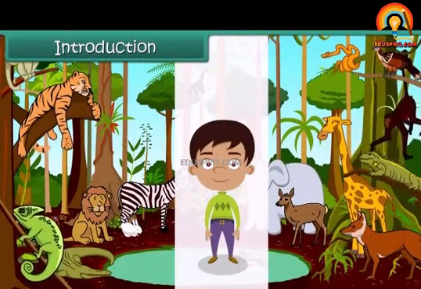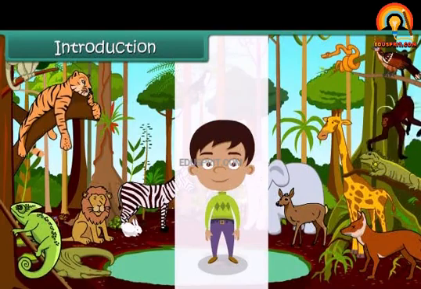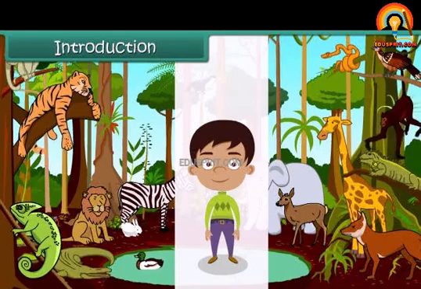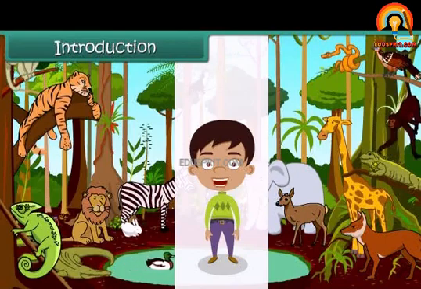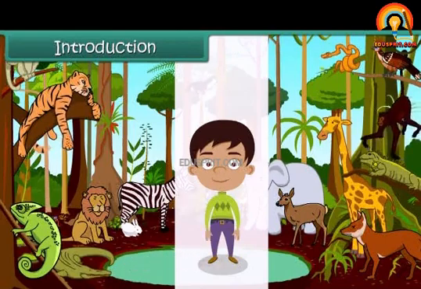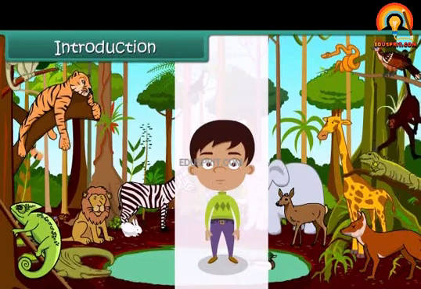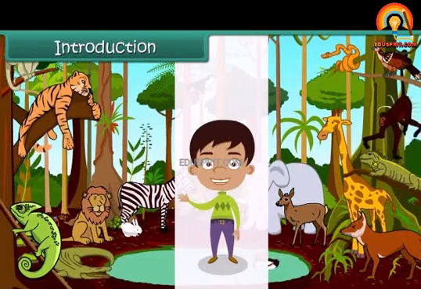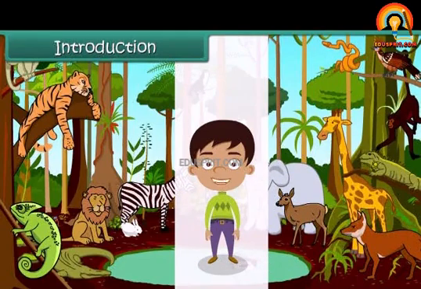Hello kids, this is a jungle. Animals living here are called wild animals. The jungle is the world of wild animals. Wild animals are important and interesting animals found on the earth. Let us know more about these wild animals.